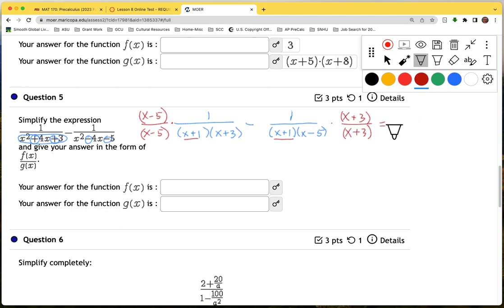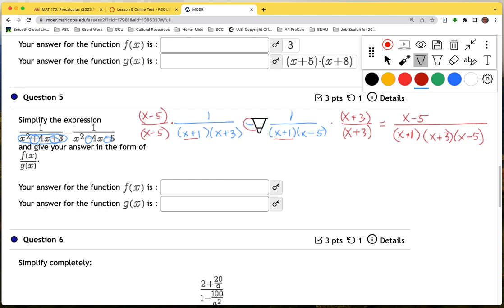And so now I'm going to kind of shorten the steps here. We'll have an x minus 5 here, times 1, right, and an x plus 3. So we will have the common denominator of x plus 1, x plus 3 and x minus 5. In the numerator, we will get x minus 5.